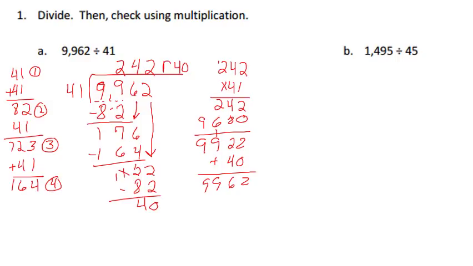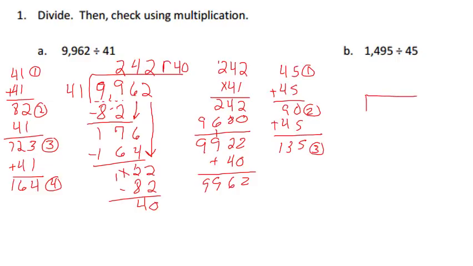On our second one, let's start off with 45 and 45, which is going to give us 90. That's the second multiple, and 45 is the first multiple. Another 45 gives us 135, and that's our third multiple. I don't think we need to go any further than that for right now. The problem is 1,495 divided by 45.